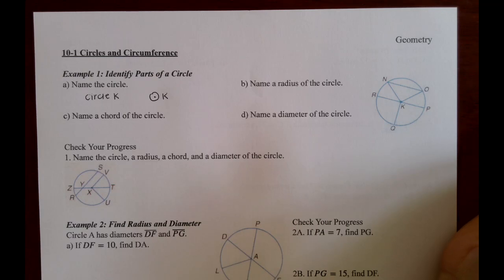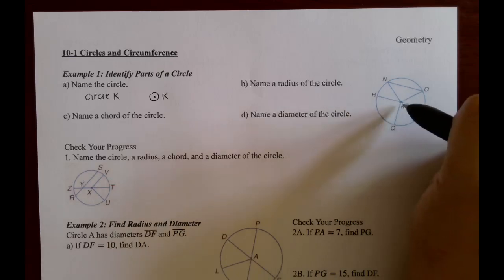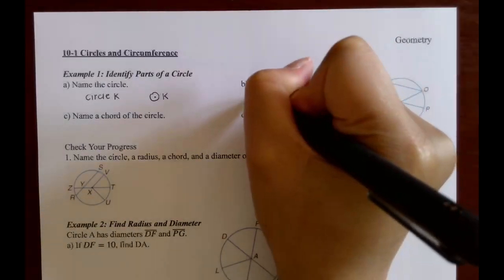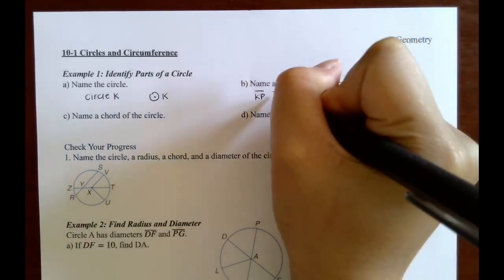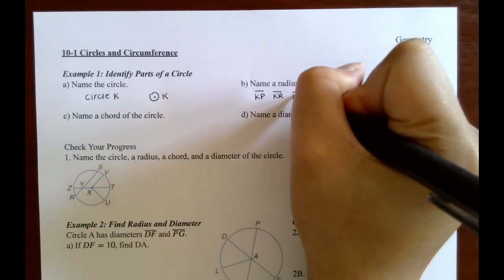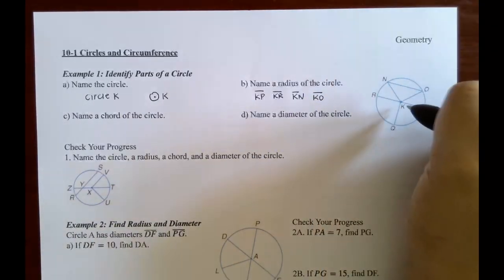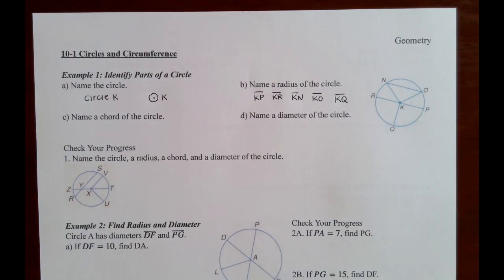Name a radius of the circle. Again, a radius goes from the center to the edge. If K is our center, we have several radii here. KP is one of them, KR is another one, KN is another, KO is another, and KQ. It only asks for one, but all of these are radii because they go from the center, and the other endpoint is on the circle.